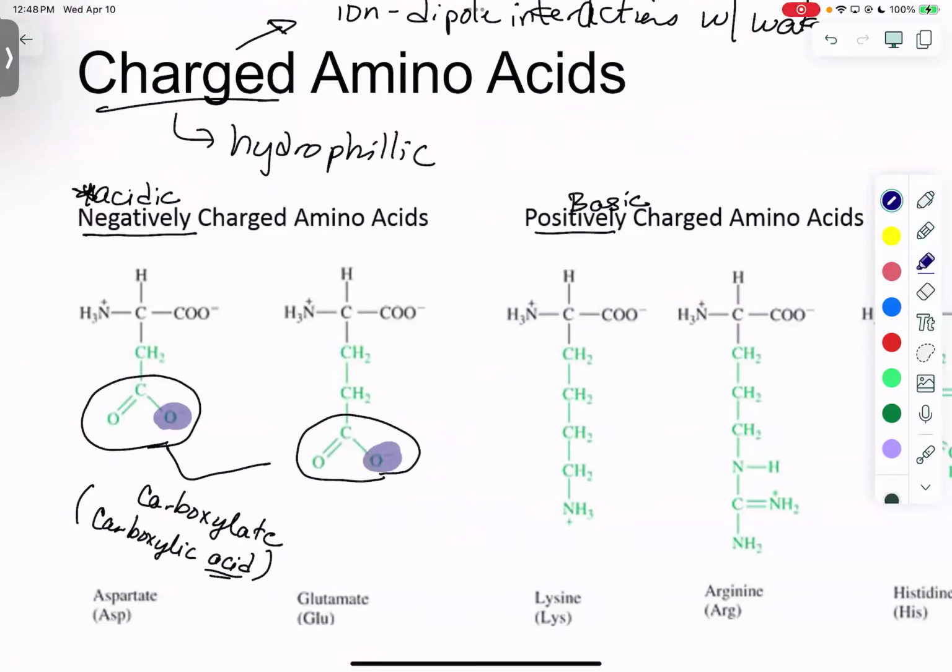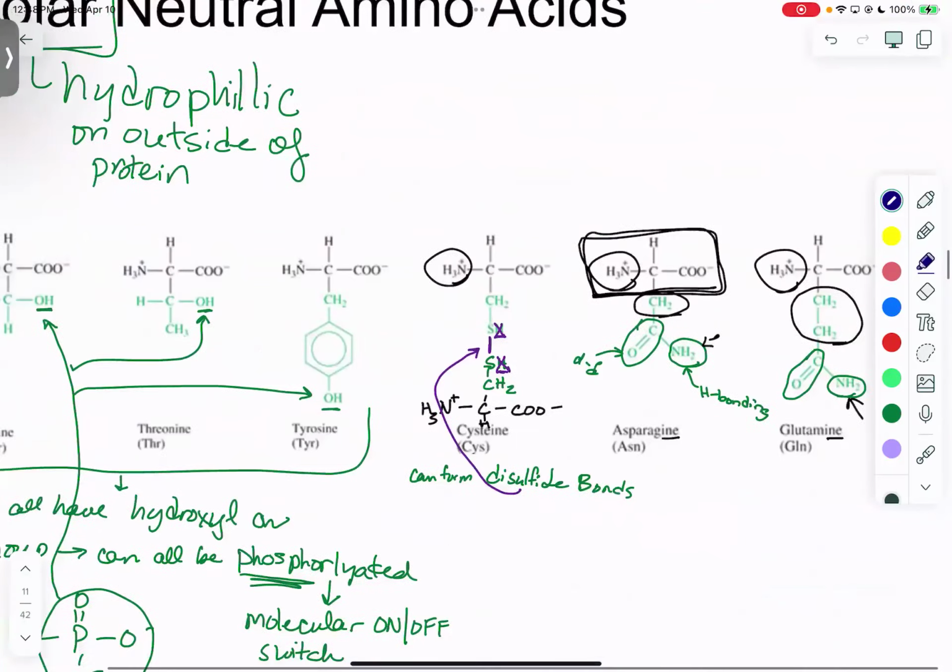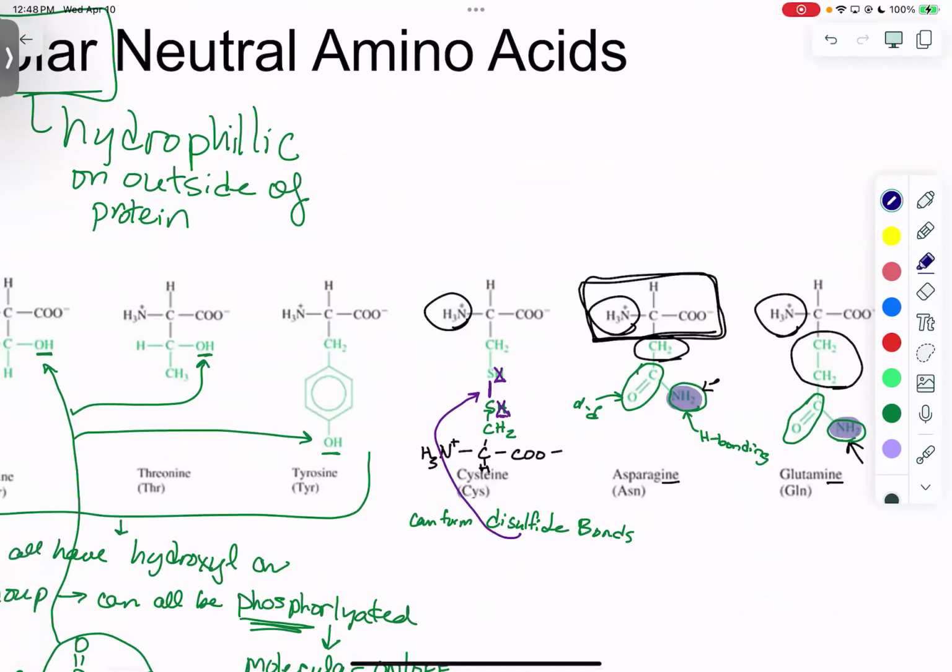Well, right, exactly. One's a carboxylate, and one is the amine. Well, amide, yeah, it's an amide on the end. It's an amide on the end. Yep. So if you look at the carbons are the same.